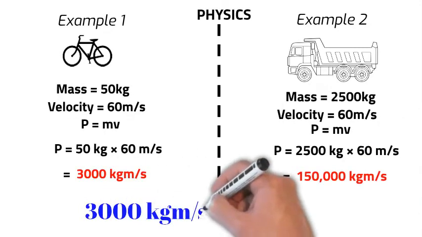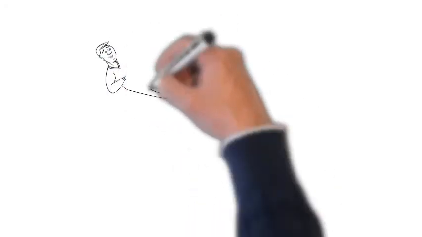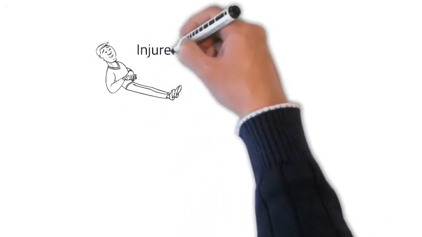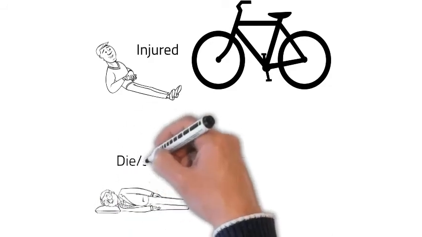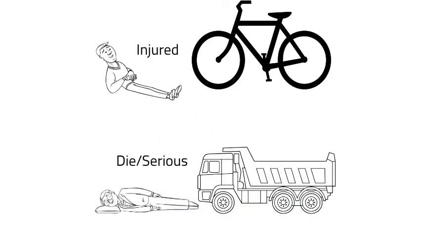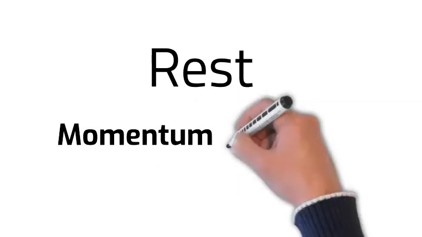Here, momentum of the bicycle is lesser than the momentum of the truck. This is the reason why the person is less likely to get injured by the bicycle and the person may die or get serious injuries when hit by a truck. We have seen the cases of moving bodies. Let us check whether a body in rest has momentum.